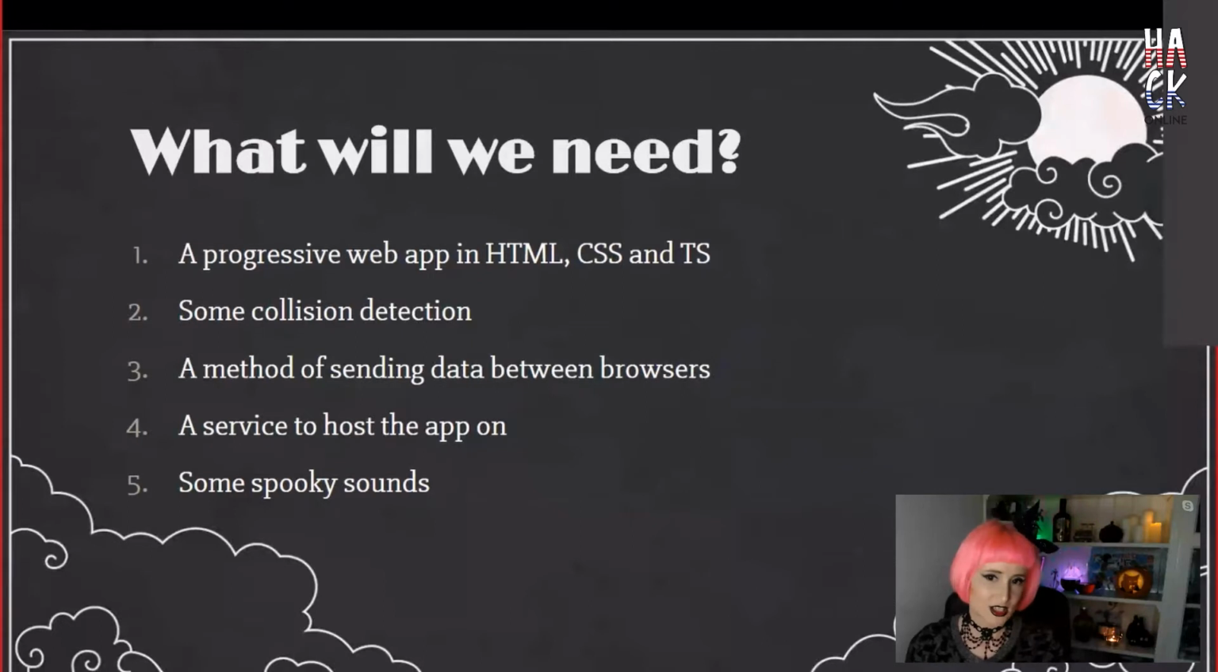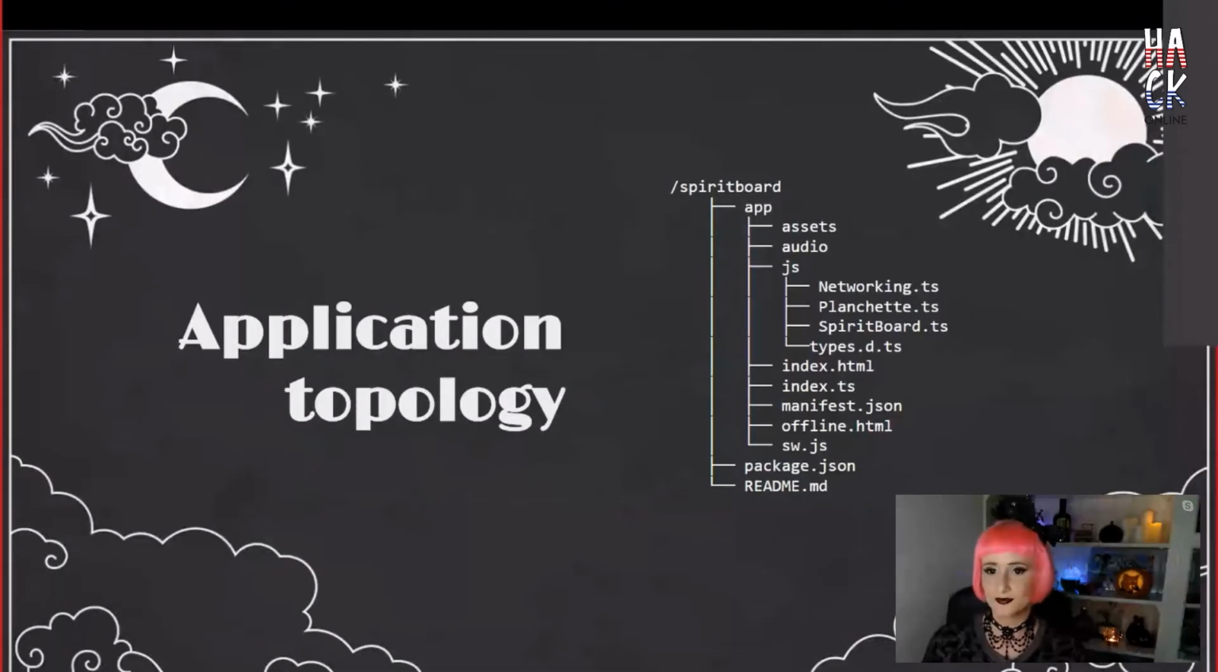And it needs a messaging service which is going to send data between all of the users to keep the planchette in sync across everyone's screens. Then we're going to need to host the code somewhere. And finally, we're going to add some spooky sounds to add a little bit of accessibility and a little bit of extra spookiness for when a character is revealed. So let's get started and have a look first at the application topology.